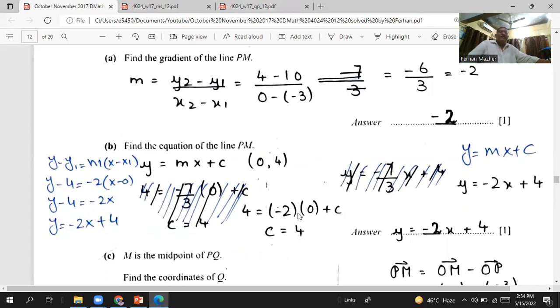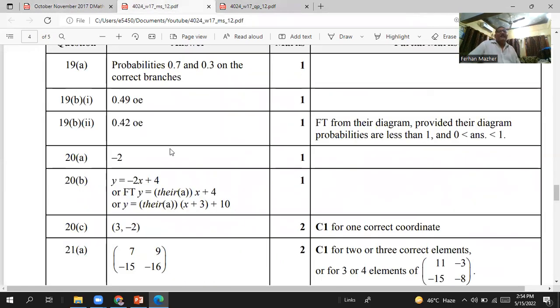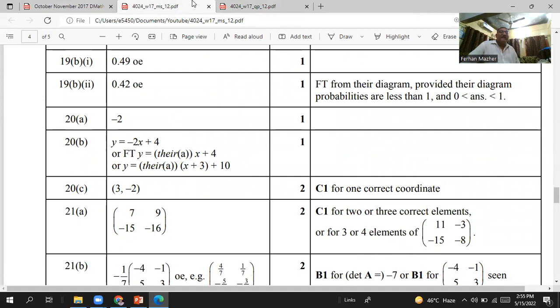So 4 equals minus 2 into 0 plus c. So c equals 4. So the equation is y equals mx plus c. So y equals, the m is minus 2 and the c is 4. So the equation will be y equals minus 2x plus 4. So these are the two methods by which you can find the equation of this line. So let's check: y equals minus 2x plus 4 is the right equation, sir.